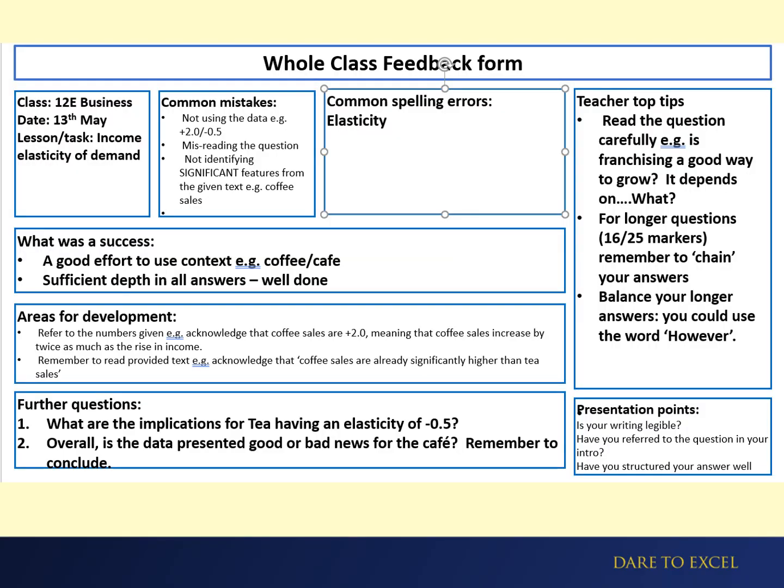Here are a couple of examples of whole class feedback forms that have been used recently in the school. This was a Year 12 business one. So you can see there's a summary of the common mistakes, common spelling errors, the successes, the areas for development, some top tips and presentation points, but most importantly at the bottom left there, the further questions. So what does the student need to do now to demonstrate the improvements?